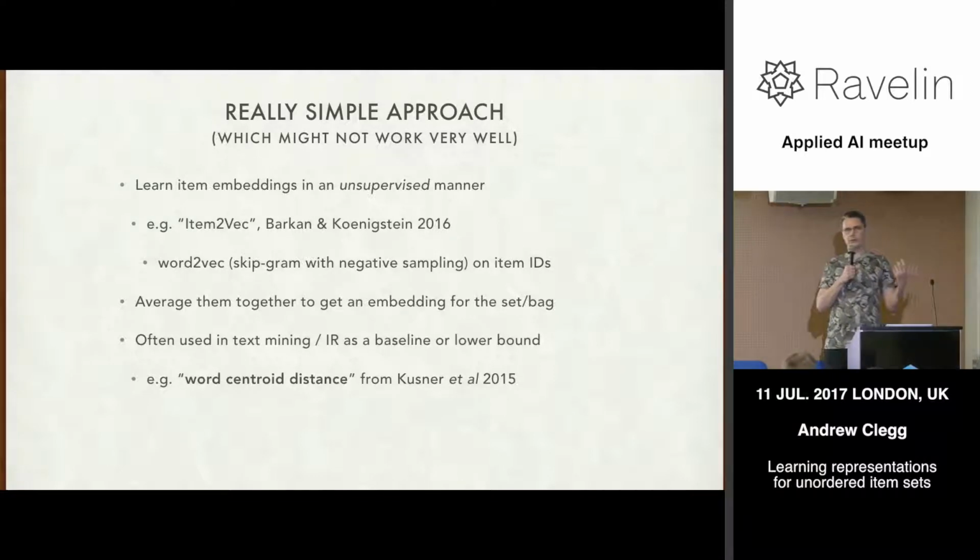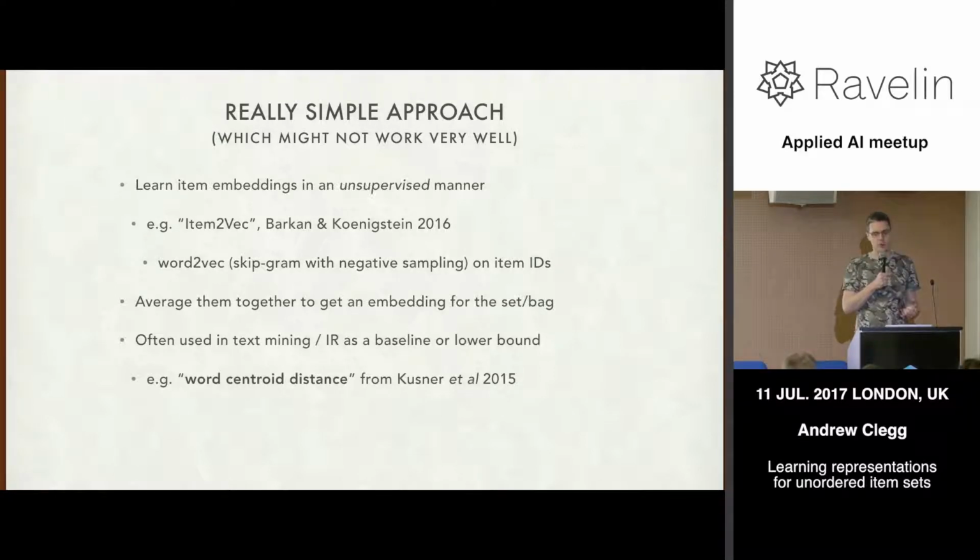Once you've got those individual item embeddings that are learned in an unsupervised manner, you can just literally take the vector mean of each of the embeddings that appear together in a bag, and that gives you a usable representation of that bag or that set. So these things appear in search and text mining tasks quite often as lower bounds or baselines for more sophisticated measures, or more sophisticated algorithms.